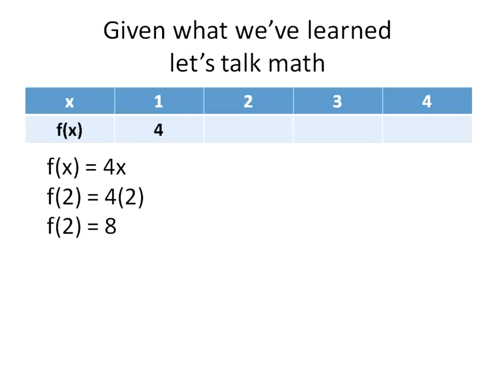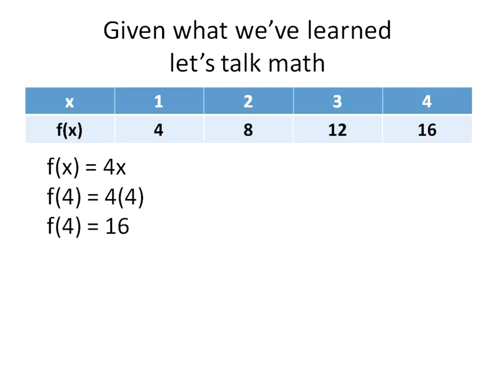So let's plug 2 in and see what we get. 2 times 4 is 8. Let's plug 3 in and see what we get. 3 times 4 is 12. And we're going to plug 4 in for our last one, there's our input value of 4. 4 times 4 is 16.